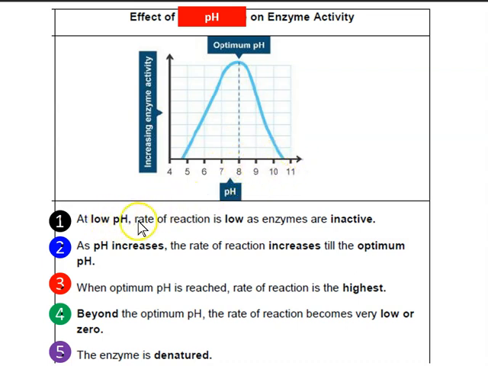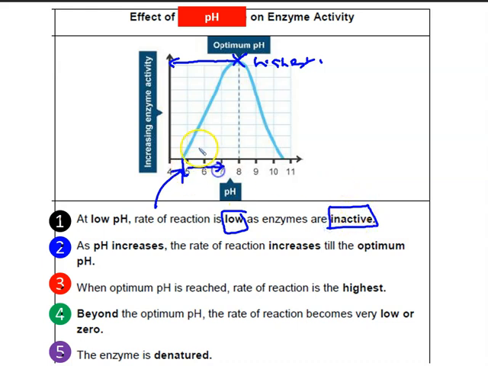At low pH, the rate of reaction is very low. Can you see? Actually, it's 0. Then as you increase the pH, it becomes higher but still low. When you increase to 6, it becomes slightly higher. At 7, it becomes higher. And the optimum pH is here. This is when the enzyme activity is the highest. So you can see here that at low pH, the rate of reaction is very low because the enzymes are inactive. Now, as you start to increase the pH, you notice that the rate of reaction, or the enzyme activity, becomes higher and higher.